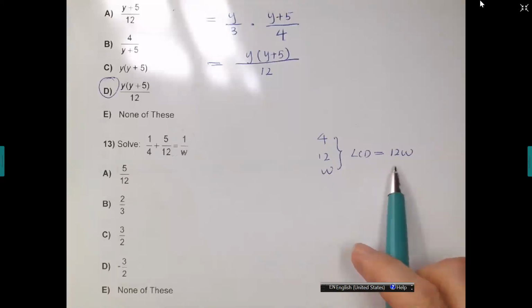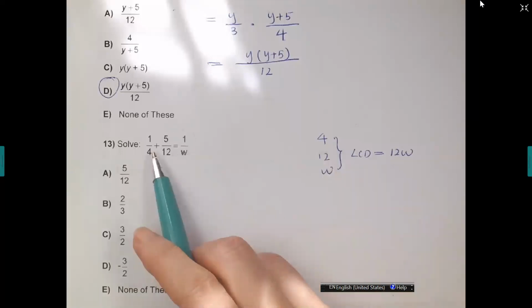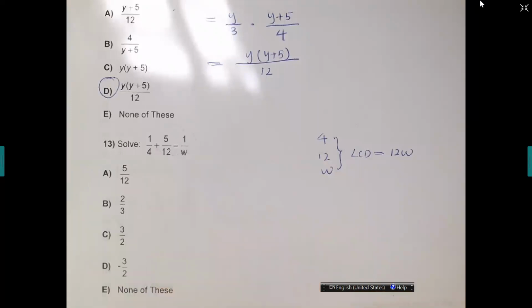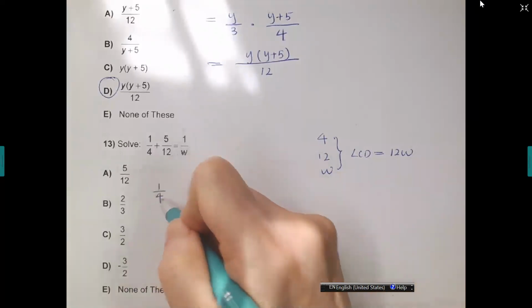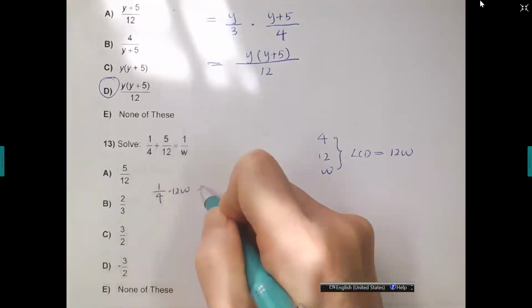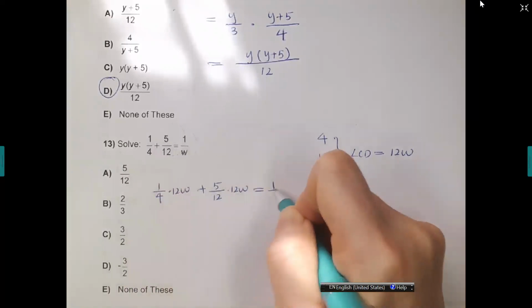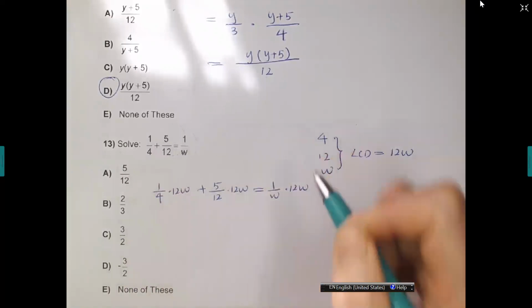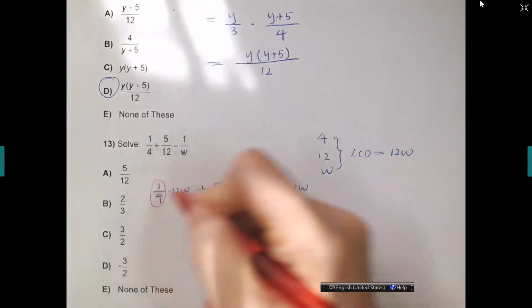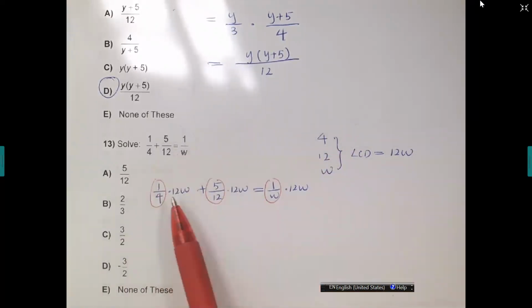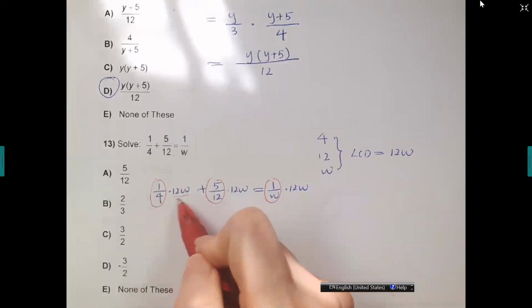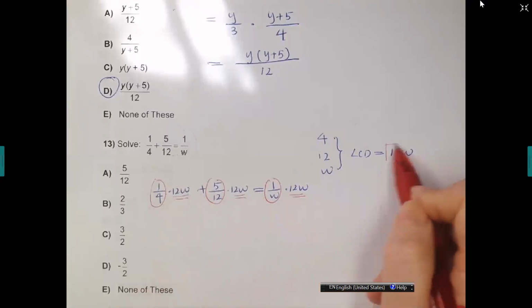Okay, having this in our mind here, we go back to the original equation here. Spread the terms and multiply every term by the LCD. So I have 4/3 times 12W plus 5 over 12 times 12W equals 1 over W times 12W. See, this, and this. That's the original equation. And I multiply every single one of them by what? By the LCD. That's the LCD here.